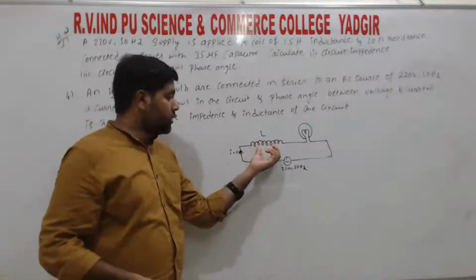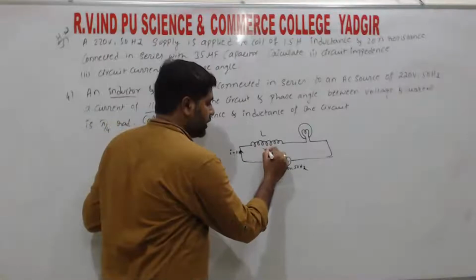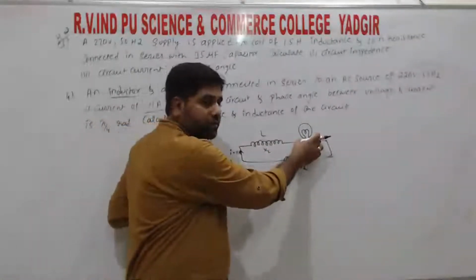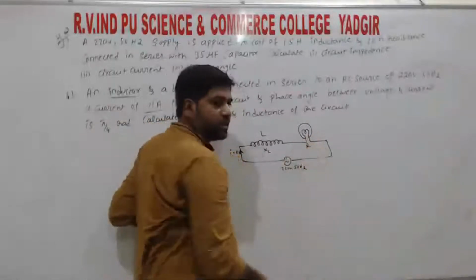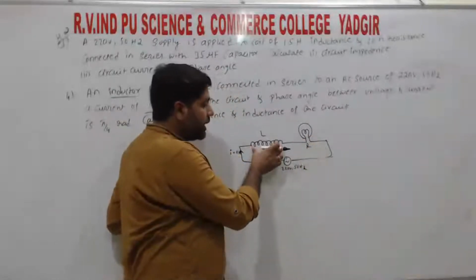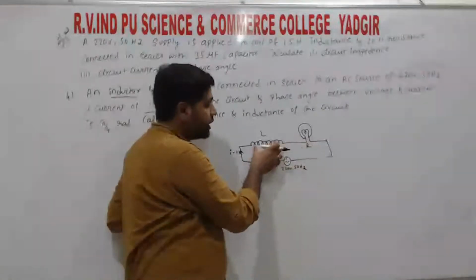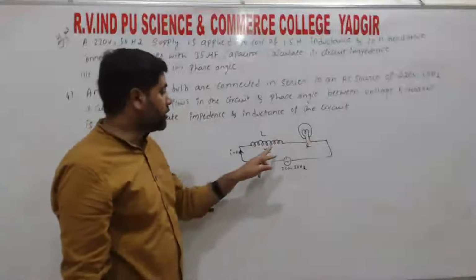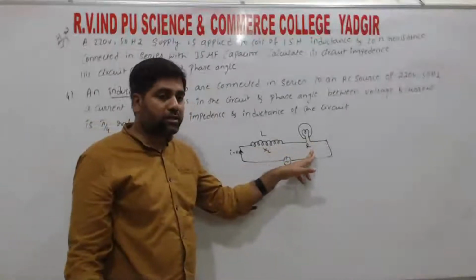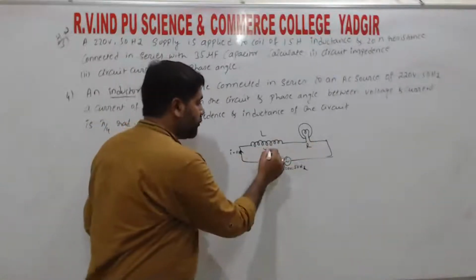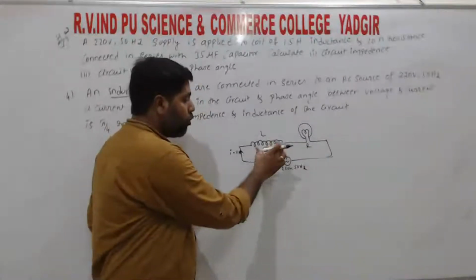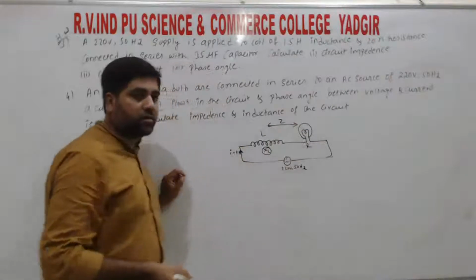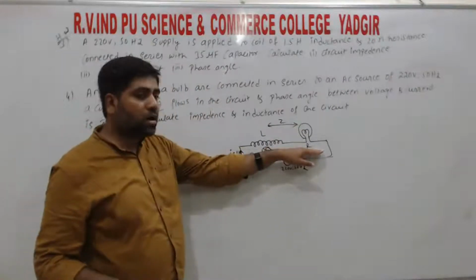So here XL is the inductive reactance and the bulb offers the resistance. So indirectly the given inductor is connected in series. They won't give any value for the resistance, but we need to find the value of XL and the overall combination of these two, that is Z, right? But we don't know the value of R.